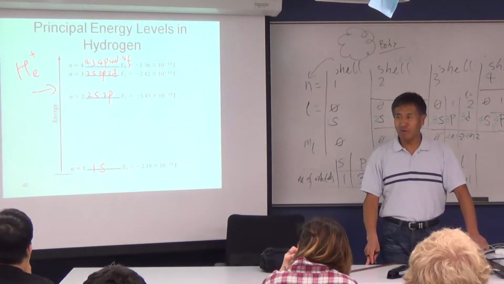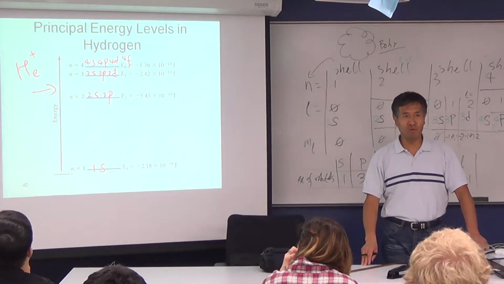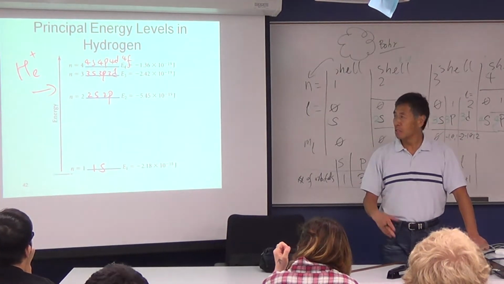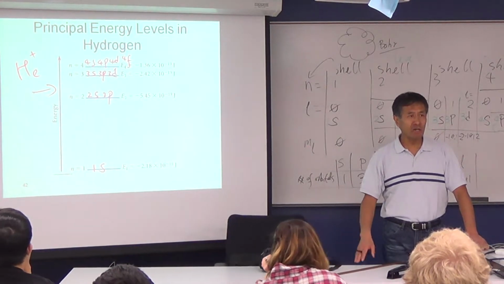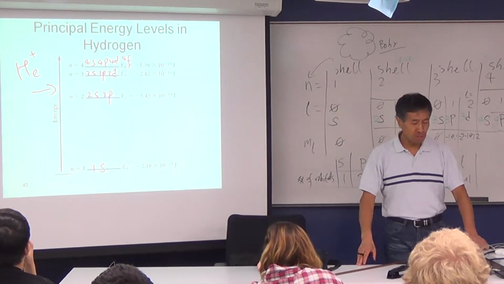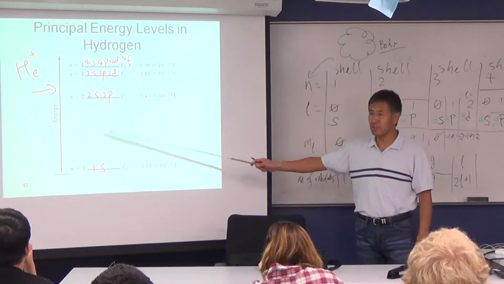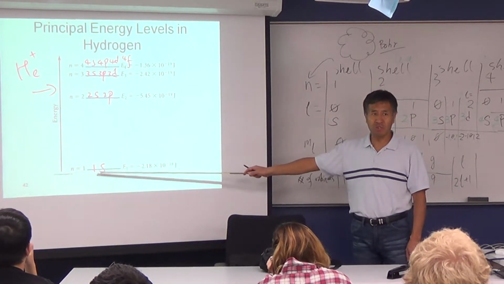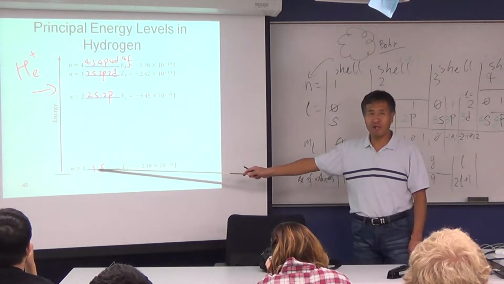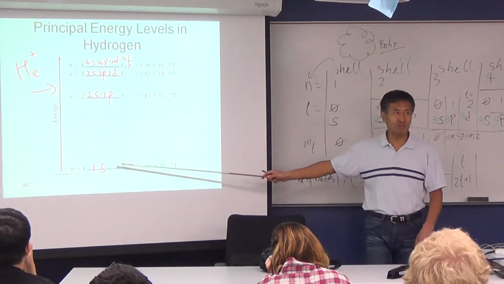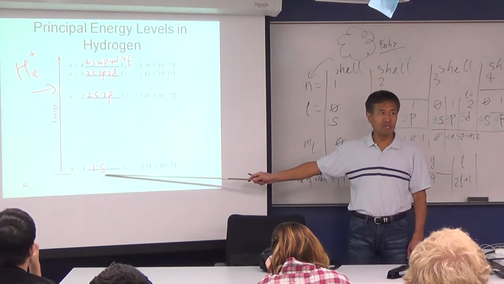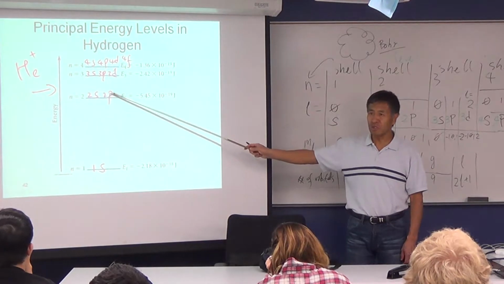For any 1 electron problem, the H atom or the helium ion, they all have the same pattern for the energy, so the energy will not split. For n equals 1, obviously there's no need to split, there's only 1 orbital. For n equals 2 you will have 2s and 2p.